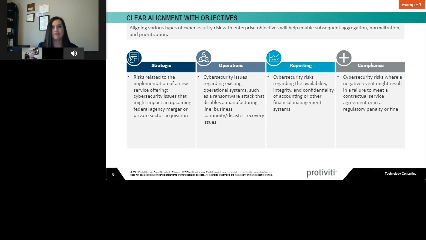So both add value, but which one should be prioritized? And how do you effectively communicate that and evaluate that so you make sure that those who are making the decisions are making the right ones for the organization?